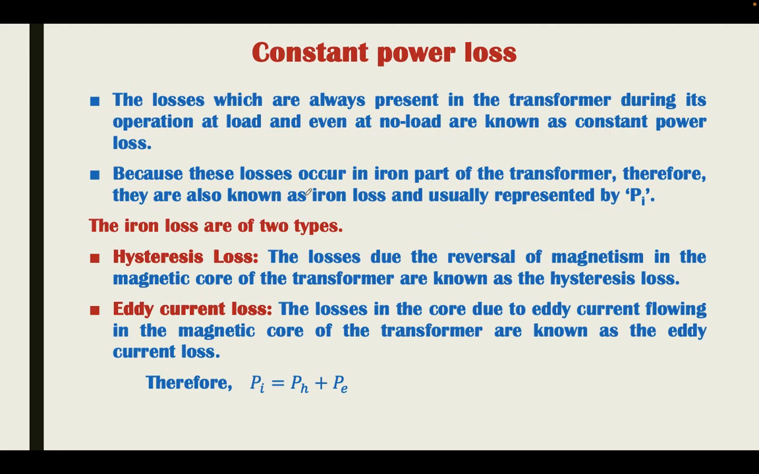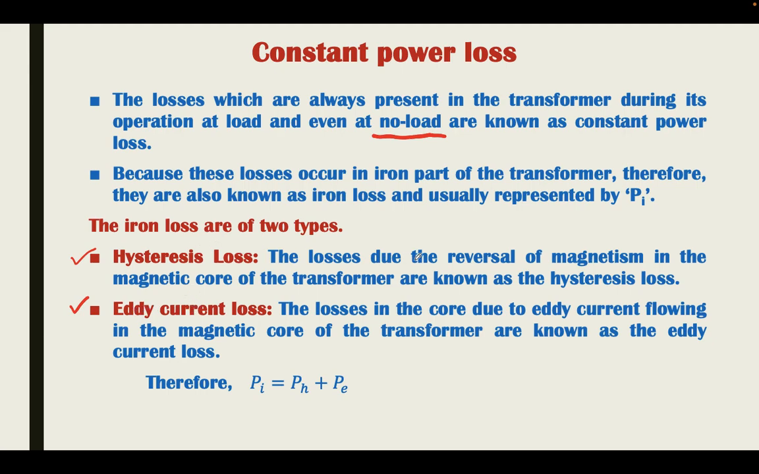Now, the constant loss. We know the constant loss takes place in the transformer core, and it is there even when there is no load. Whether the transformer is having a load or not, these losses take place. That is why they are known as constant loss. Constant loss occurs in a transformer core because of two reasons: one is hysteresis, another is eddy current.